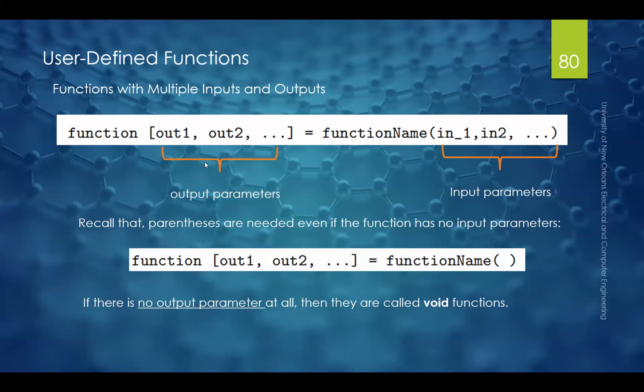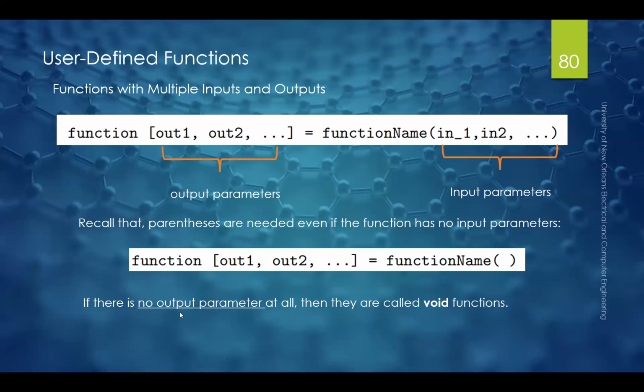And for the output parameters, basically the same thing, except that you're going to have the outputs separated by commas, like this one, followed by the list of your output parameters, followed by the function. Okay. Now, remember we said at the beginning that parentheses are needed even if the function has no input parameters. So if a function happens to not have any input parameters, you still need to have the parentheses in it, and it's just going to be empty parentheses.